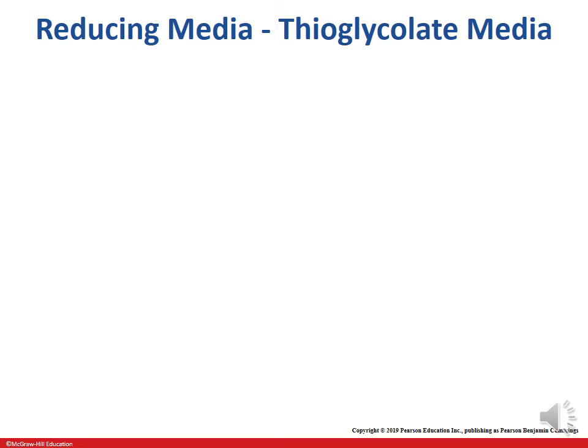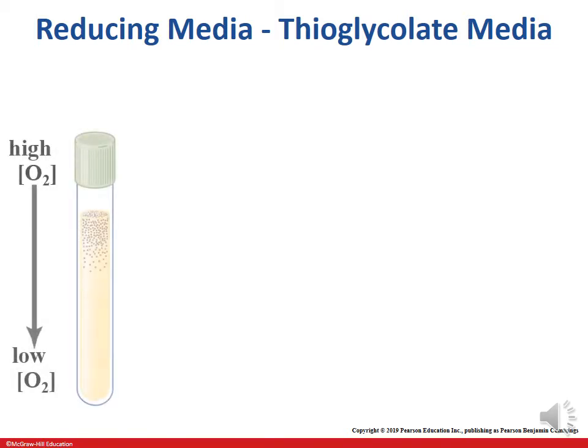In some cases, we want to know their oxygen requirements. And so when you remove oxygen from a substance, you have reduced it. And so when we call what we call reducing media, the most common one is what we call thioglycolate media. And this is a type of media that is made in such a way that it excludes oxygen at a very regular rate. So by the time you get to the bottom of the tube, there's no oxygen.